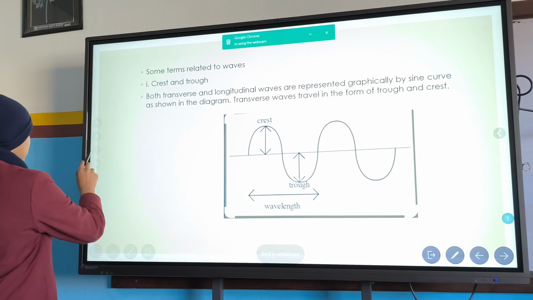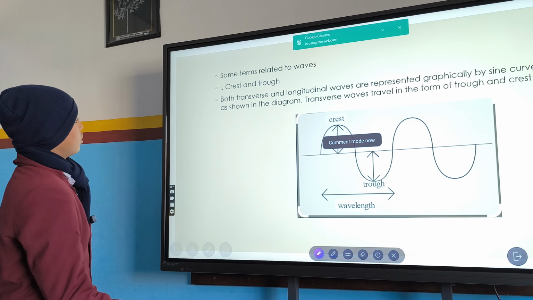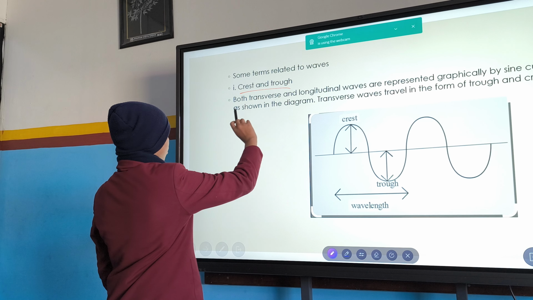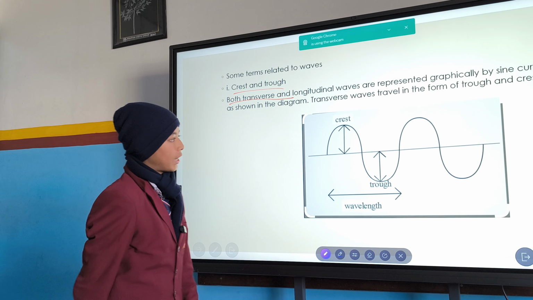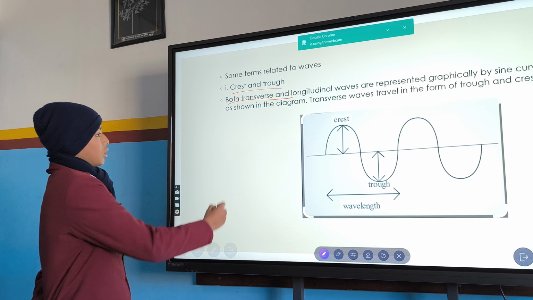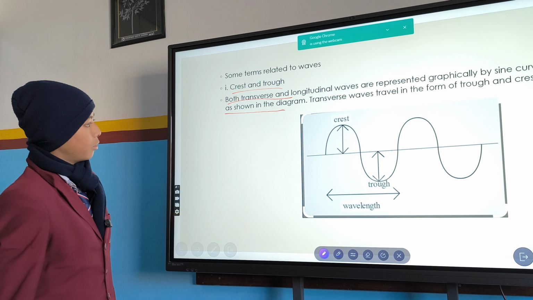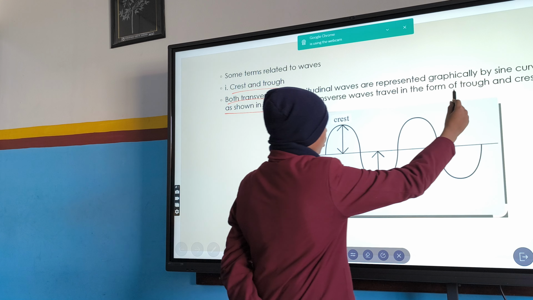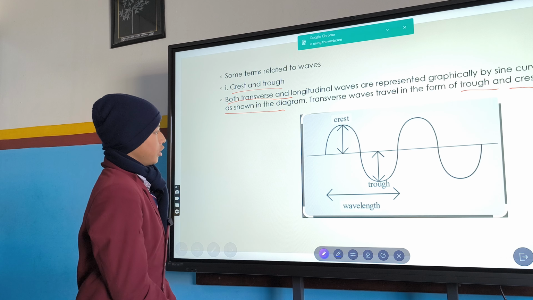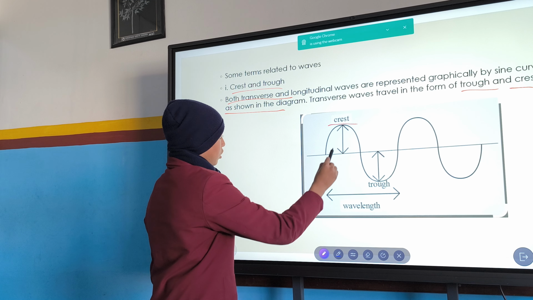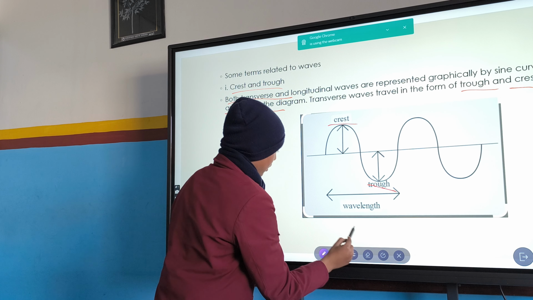Some terms related to the waves. Crest and trough. Both transverse and longitudinal waves are represented graphically by a sine curve as shown in the diagram. Transverse waves travel in the form of crests and troughs, and this is the crest and this part is called the trough.